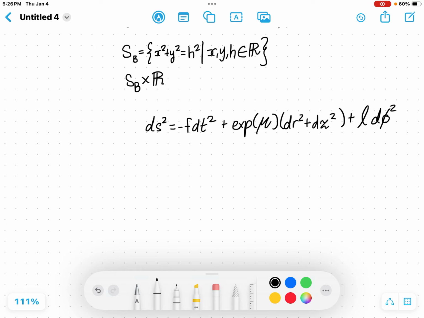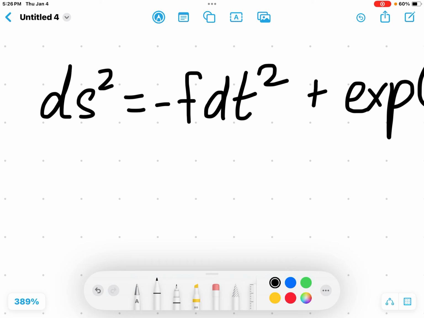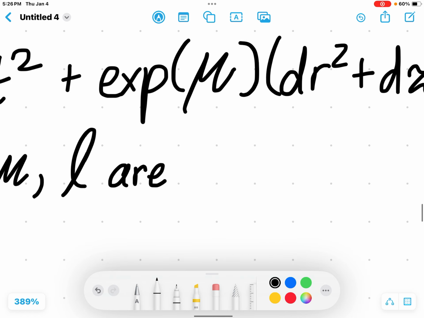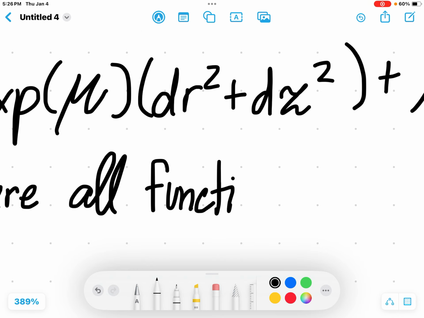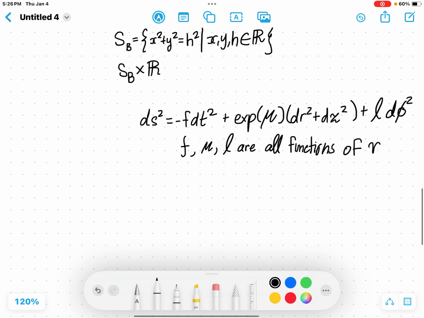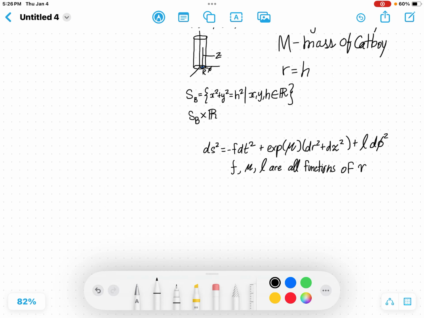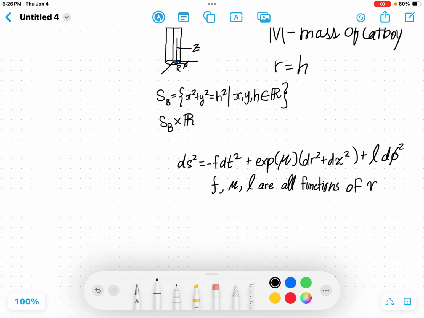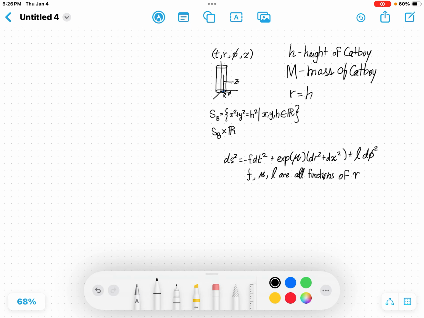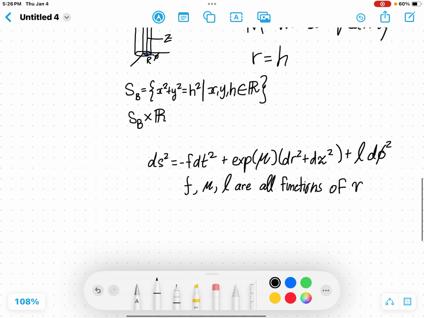So that's the line element of my metric, a general line element of a metric that concerns a Levi-Civita spacetime. F, mu, and L are all functions of R. And just so you know, R is not to be confused with, I guess you could say it's set to H, but it's an arbitrary value because we're considering a family of catboys. We're not just considering one catboy.